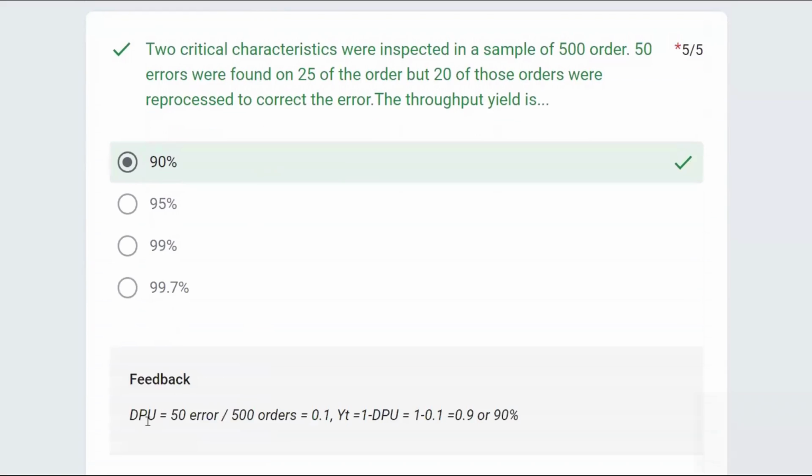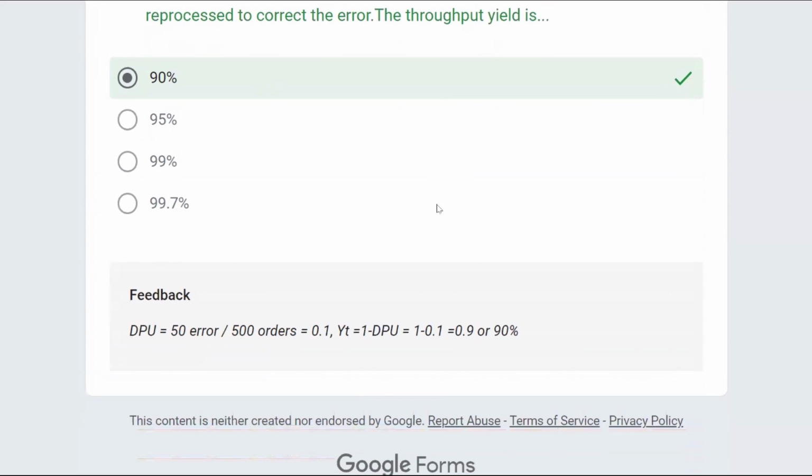So this we know: DPU we have already done, 50 divided by 500 is 0.1, and 1 minus DPU gives you the throughput yield.